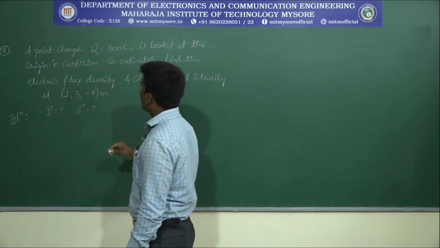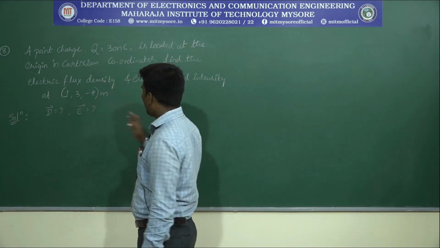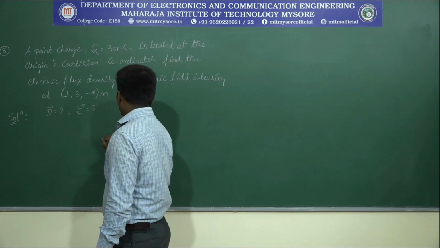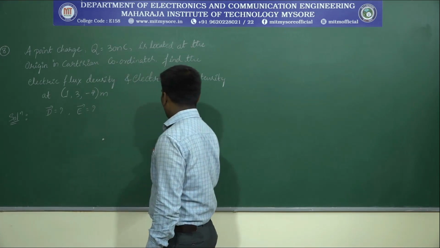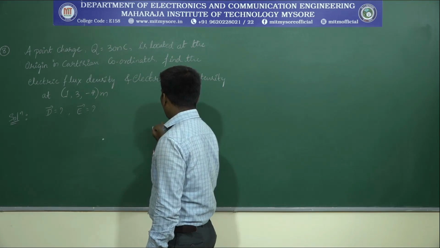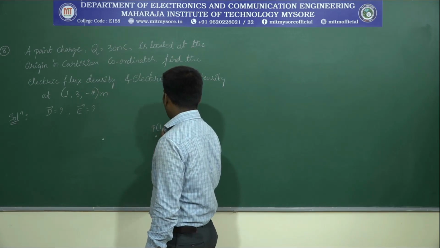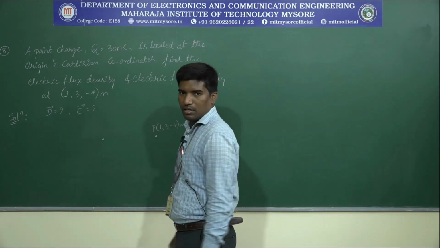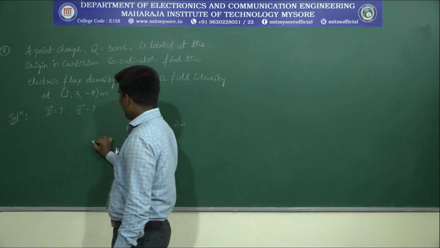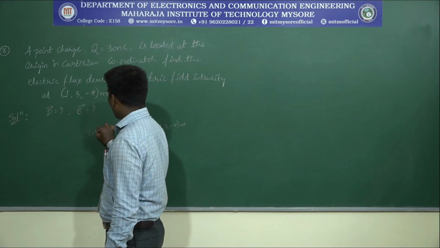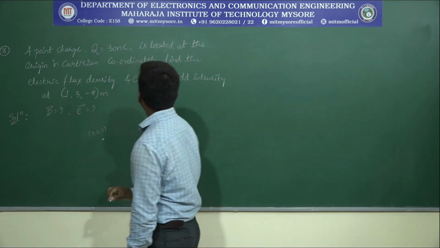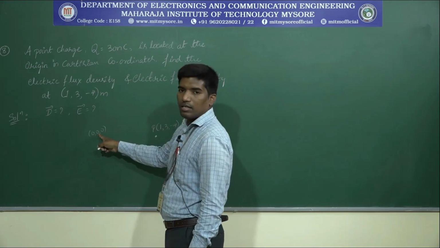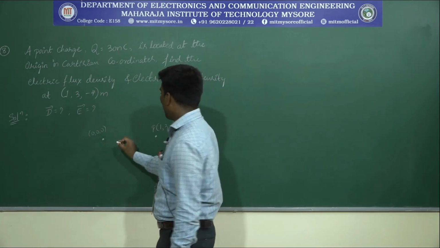Now let us write this problem statement in a pictorial representation. We need to calculate the electric field intensity at point P, which is located at 1, 3, -4 meter in a Cartesian coordinate system. The charge is kept at the origin 0, 0, 0. A point charge is located at the origin, therefore its coordinate is 0, 0, 0.